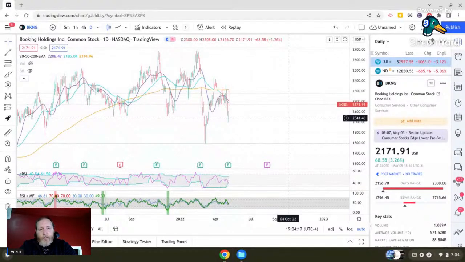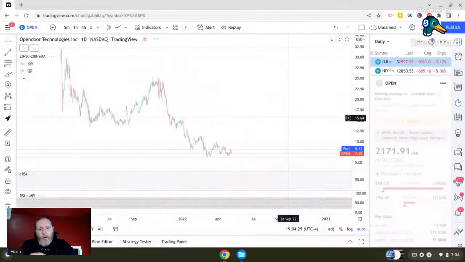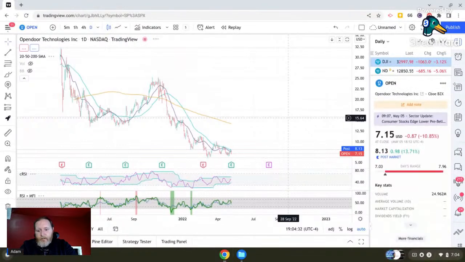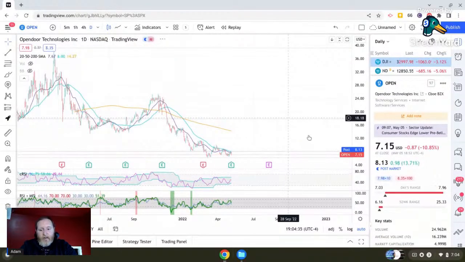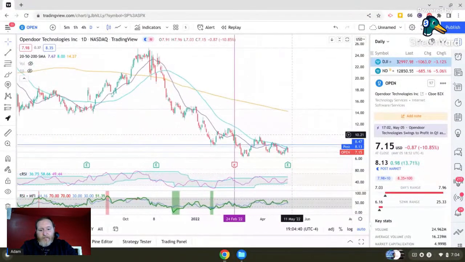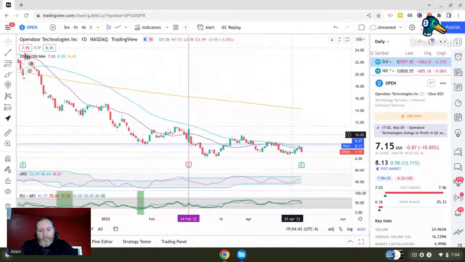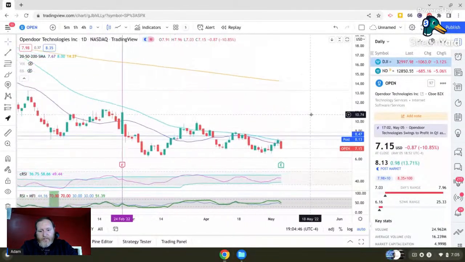Okay, two companies I just want to mention right quick. Earnings after the closing bell today. Open Door Technologies, ticker symbol OPEN. Open Door, their shares popped 13.7%. They gapped up in the after hours, and they were down 10.8% today during regular session, and they popped in the after hours.